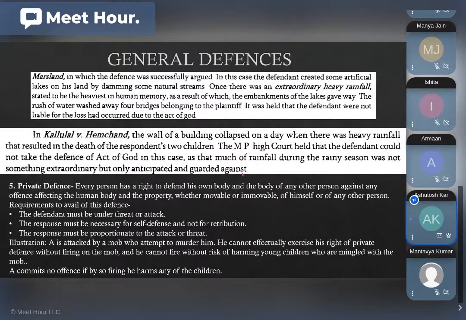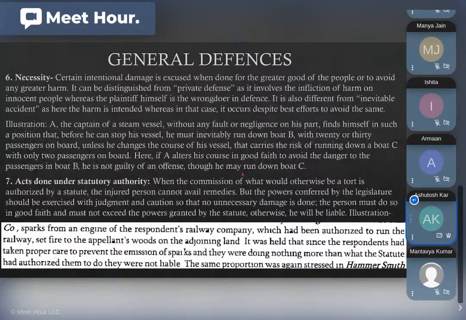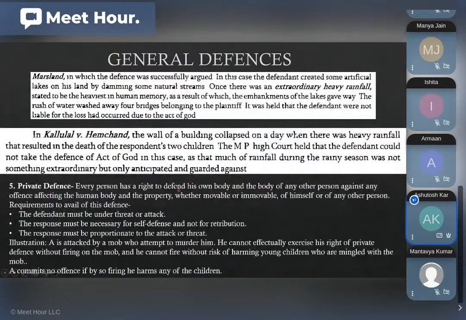We'll move on to another defense, the right of private defense. Okay. So private defense means every person has a right to defend his own body and the body of any other person against any offense affecting the human body and the property, whether movable or immovable, of himself or any other person. So तुम्हारे पास एक right है खुद की body को defend करने को, किसी और की body को defend करने को, against क्या? कोई एक offense कोई कर रहे हैं अगर तुम्हारे body के खिलाफ या फिर तुम्हारे property के खिलाफ, वो property movable हो सकती है, immovable हो सकती है, तुम्हारी हो सकती है, किसी और की हो सकती है.